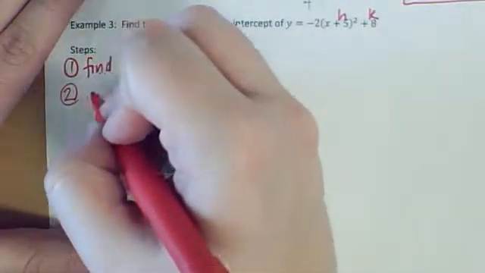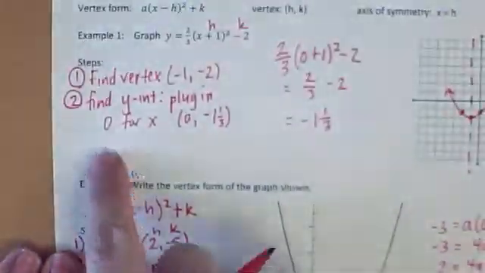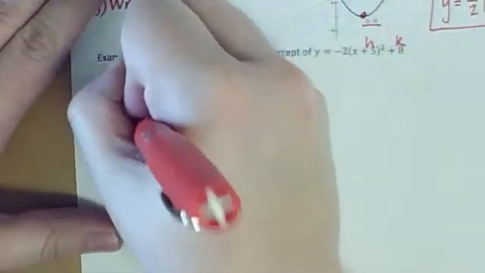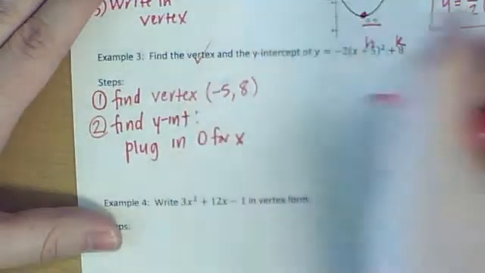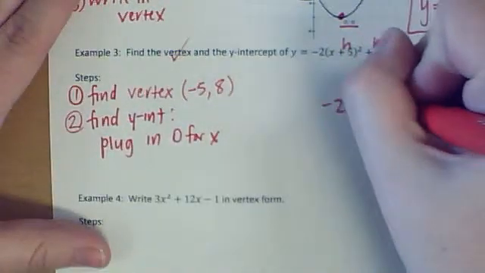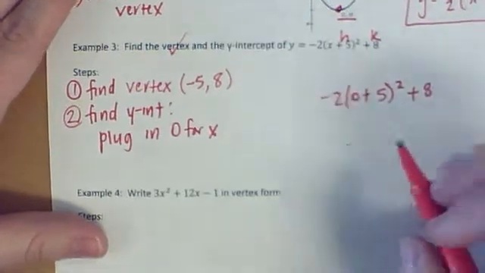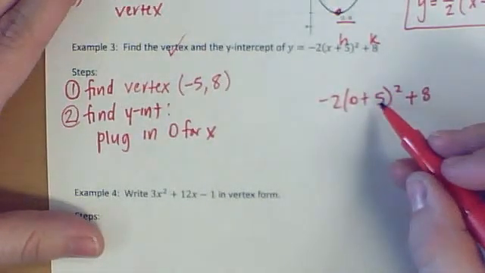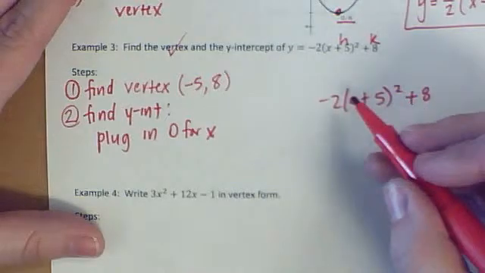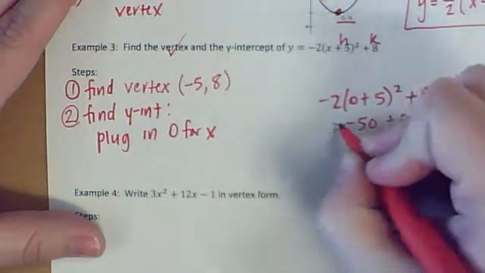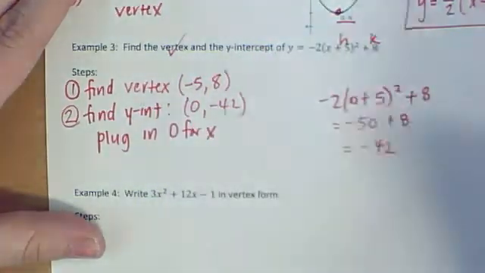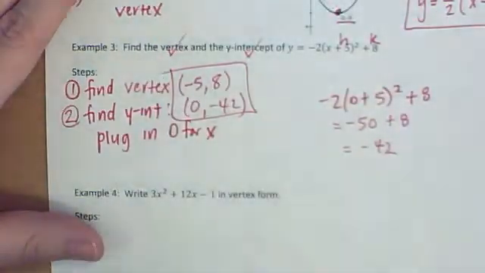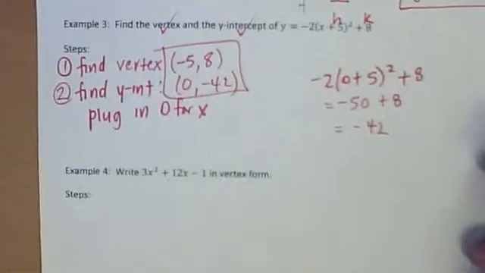Then to find the y-intercept, if you remember from this first problem, we plug in 0 for x. So we're going to do that same process here. So I'm going to take -2 times 0 plus 5 squared plus 8. Okay, if we go ahead and solve this, 0 plus 5 is 5. 5 squared is 25. 25 times -2 is -50. Okay, and then -50 plus 8 is -42. So my y-intercept is 0, -42. That's all it asks for. It does not ask for you to graph it in this case. So I'm just going to stop there.